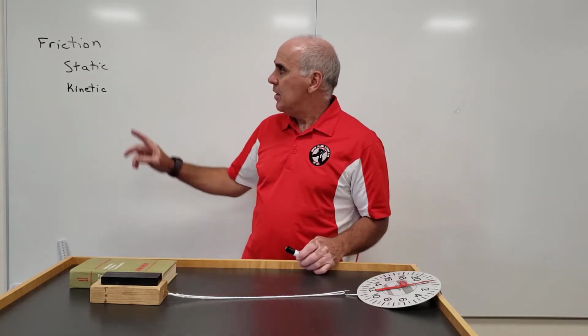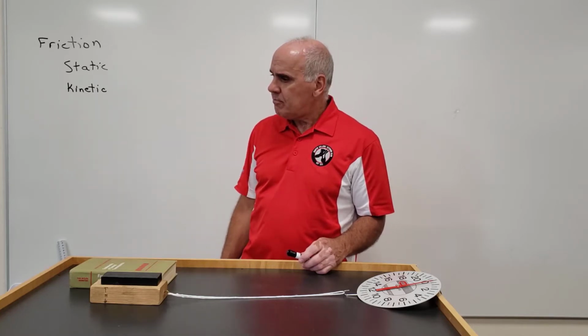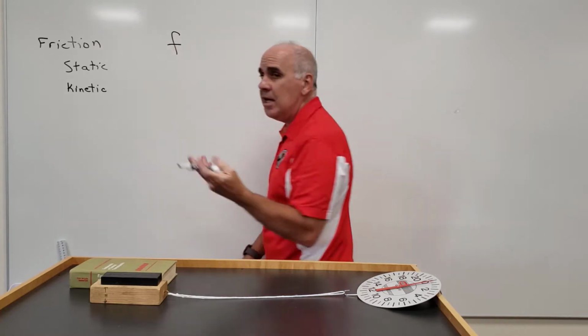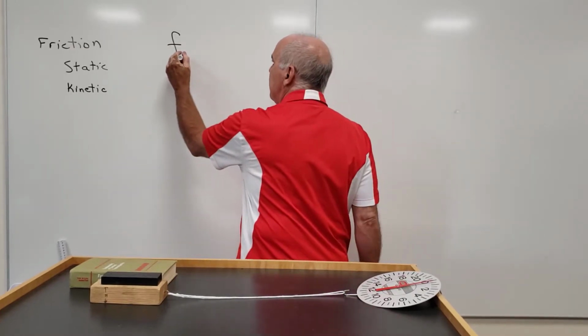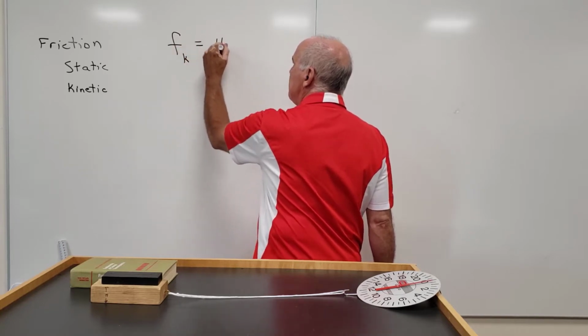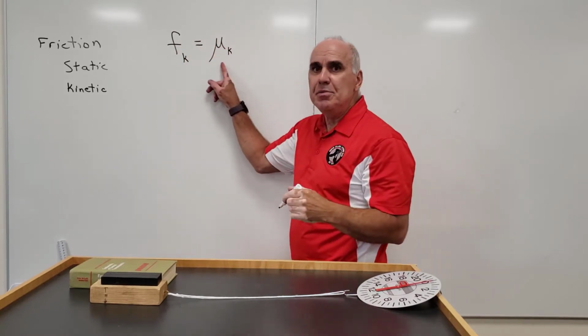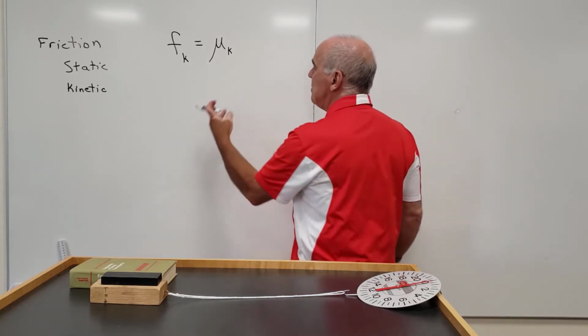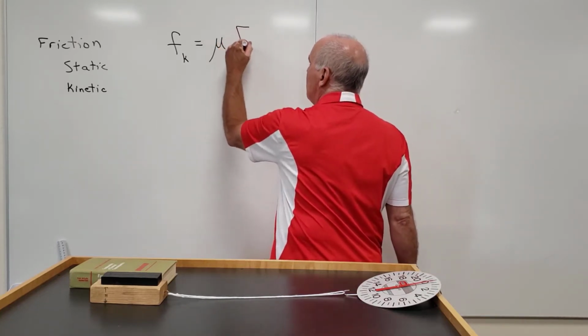All right, now, the frictional force is defined as, so I'll use a lowercase f for friction. And I'm going to start with kinetic friction. The kinetic frictional force is equal to some coefficient, and we use the Greek letter mu, and I'll subscript it with a k for kinetic, so the coefficient of friction times the normal force.